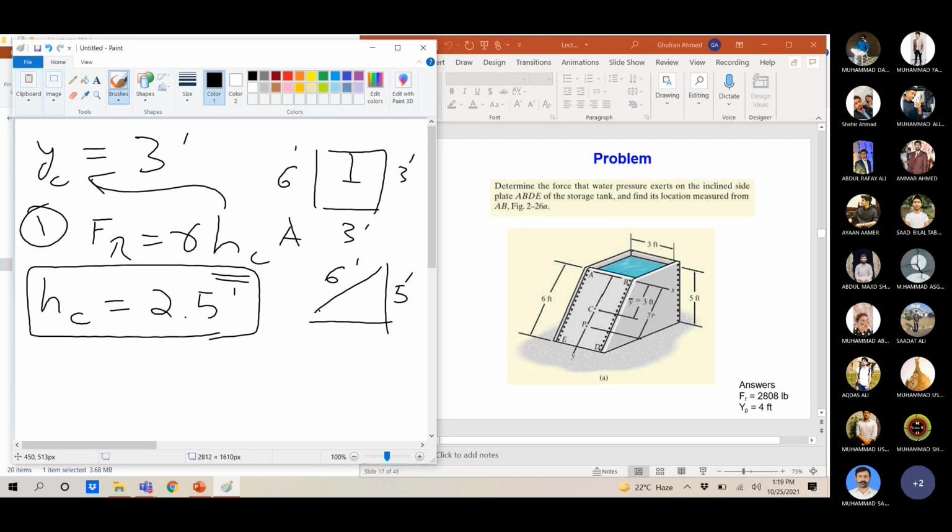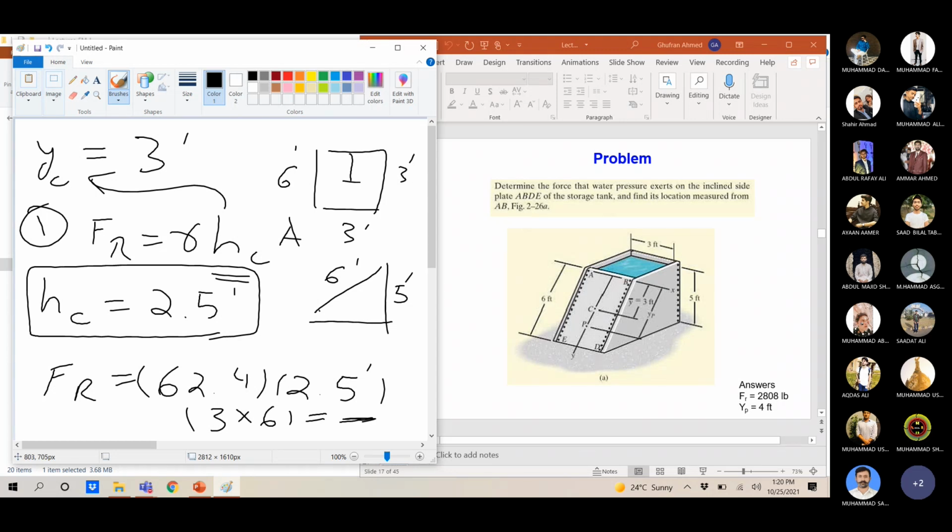So from this you can easily find Fr. You have the value of gamma, which is 62.4 pounds per foot cube. Fr would be equal to 62.4 times hc, which is 2.5 feet, and times area. What area? Sir, 6 multiplied by 3, length into width. Very good, 18. And the answer, it's all written on the slide as well, is 2808 pounds.